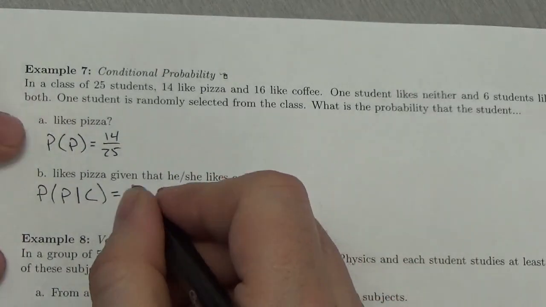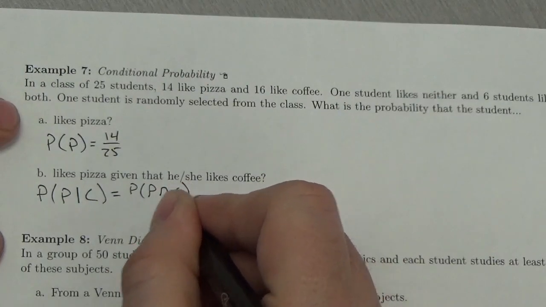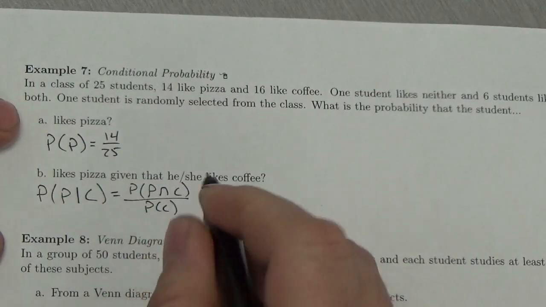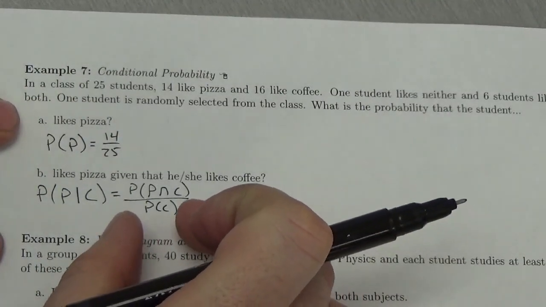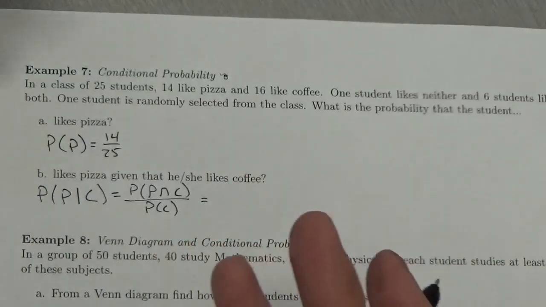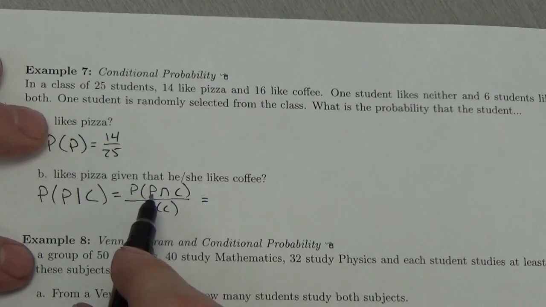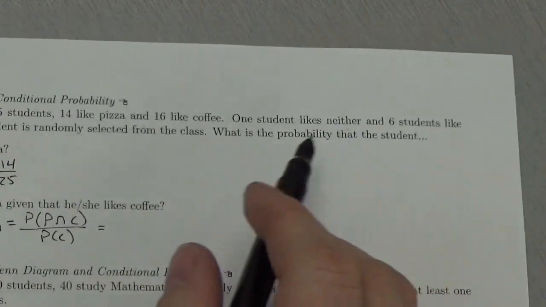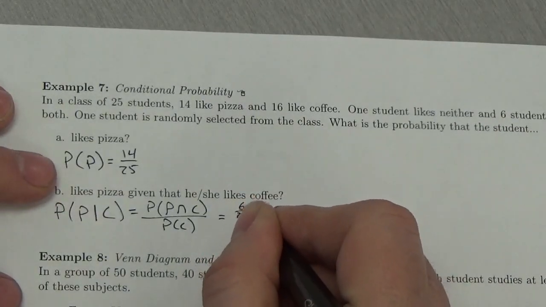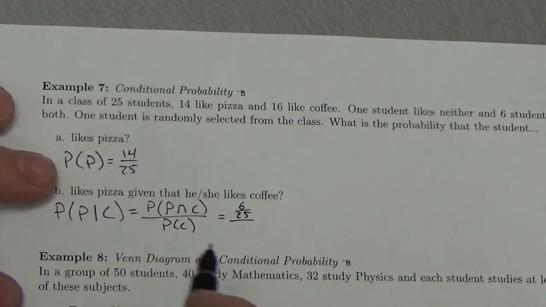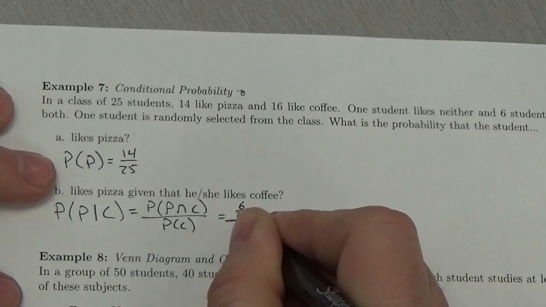Well, that is going to be the probability of liking pizza and coffee over the probability of liking coffee. And again, it's this division by the probability of liking coffee that focuses our attention on that one set. Now, this information we are given here, actually. How many people like pizza and coffee? Well, I was told that 6 do, 6 out of the 25 people that we've got total. What's the probability of liking coffee? Well, it was 16 out of the total of 25 people.